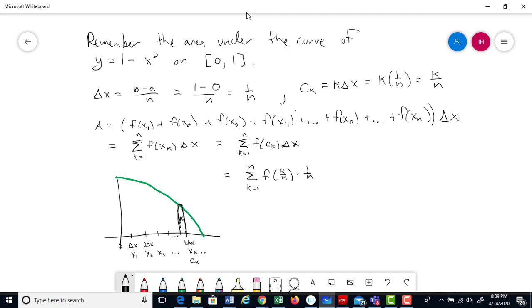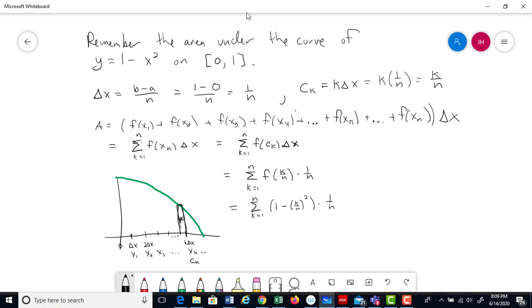Now the order in which we do this is important. You have to evaluate f before you multiply, because you're not multiplying these two pieces. This k over n is being plugged into f, so you have to take care of f before you take care of this 1 over n. So you evaluate first and multiply second. Plugging it in, this is going to be equal to 1 minus k over n squared, times 1 over n.